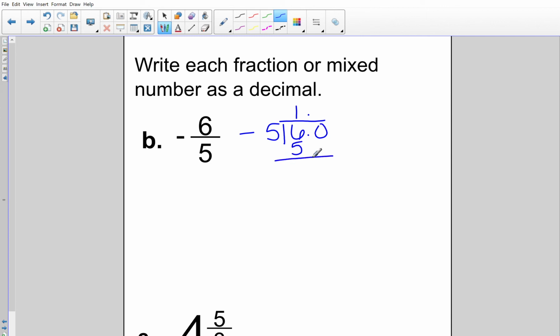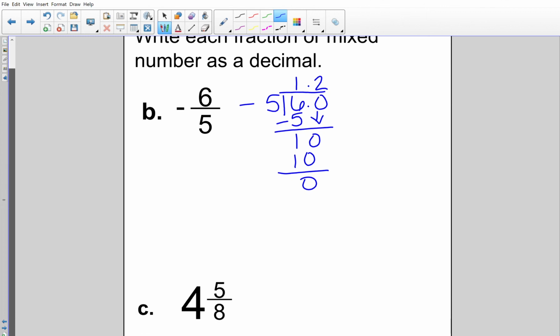5 goes in once. 5 goes in twice. So I get 1.2. So either way, you can do it by hand or you can do it by calculator. Calculator is going to work really fast for you. When you have something like this, again, we're going to take our top and divide it by the bottom. So we have 5 divided by 8.